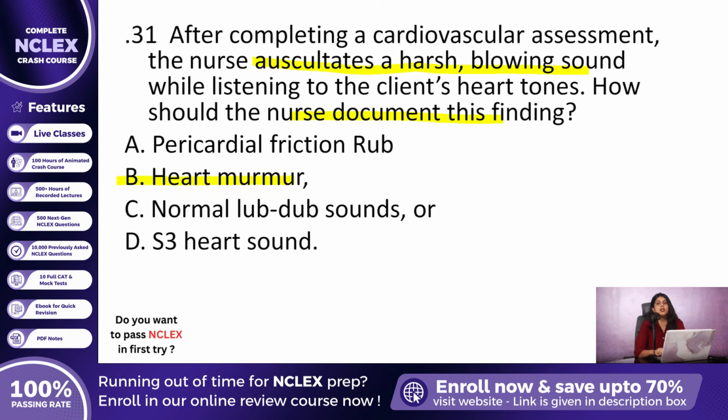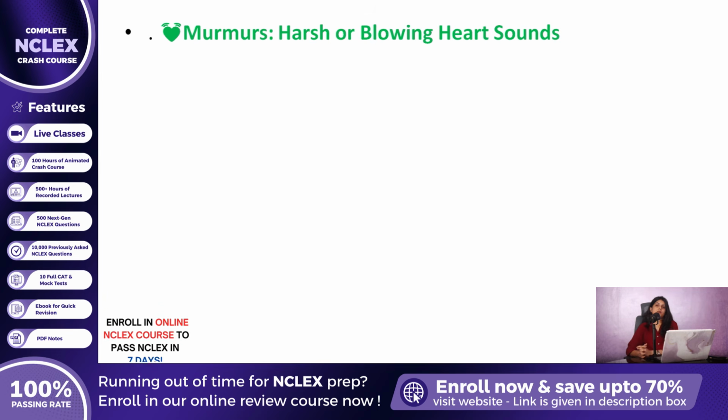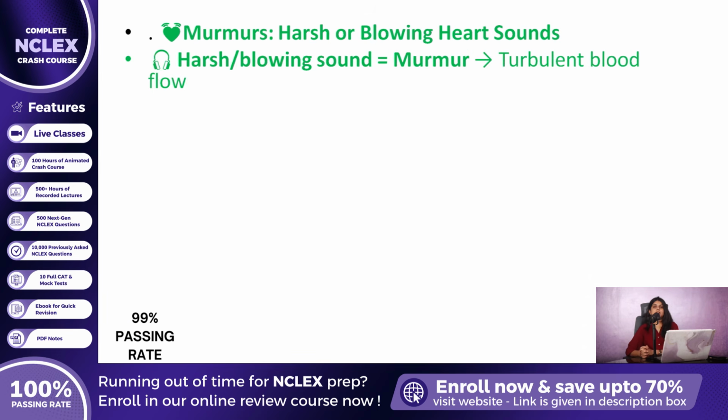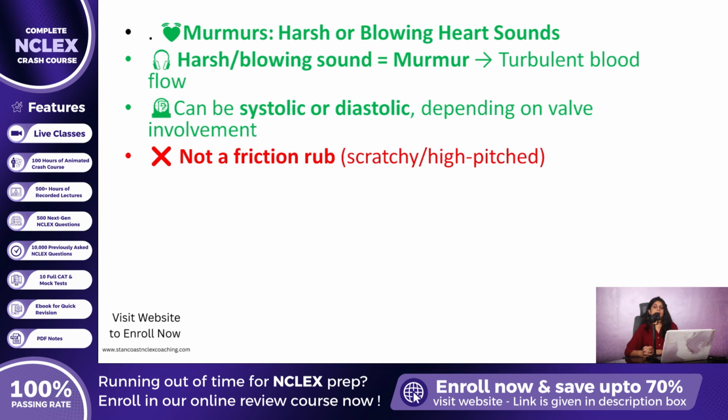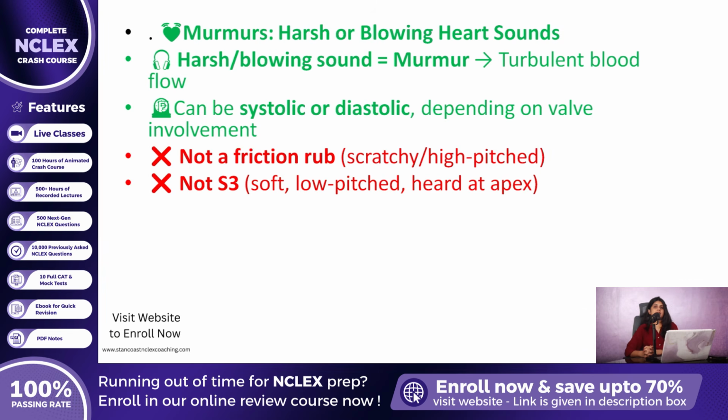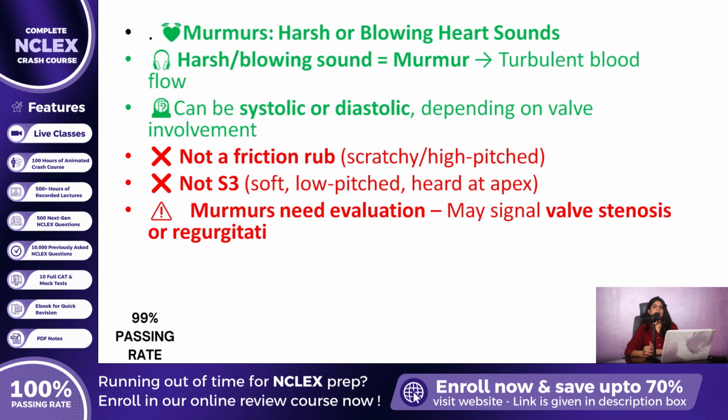Heart murmur. The rationale is that a harsh or blowing sound typically indicates turbulent blood flow through abnormal valves and is described as a murmur. This sound may be systolic or diastolic depending on the valve involved. Pericardial friction rub sounds scratchy or high-pitched. Normal heart sounds lack any blowing quality, and S3 is a soft, low-pitched sound best heard at the apex. Murmurs warrant further evaluation for conditions like stenosis or regurgitation.